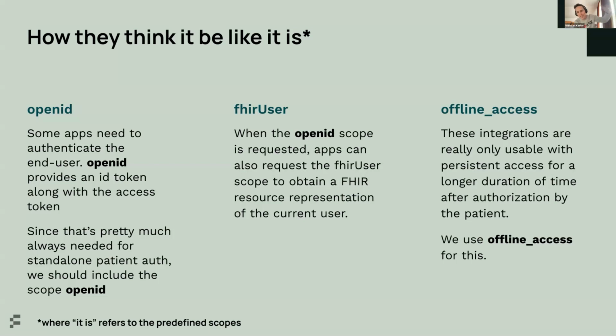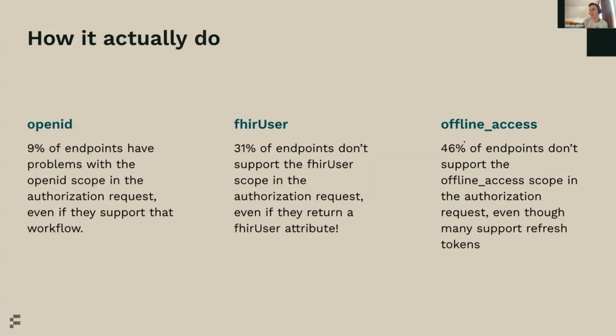When I authorize and get the token, I want to look at that token and see the patient that I'm talking about. I don't want to have to just go and blindly guess at a patient ID. I need to know who that patient is. So OpenID, I should get an ID token. FHIR user, I should get a FHIR user attribute within the ID token that says the FHIR resource that pertains to the launch. And offline access. Refresh tokens are really, really valuable.